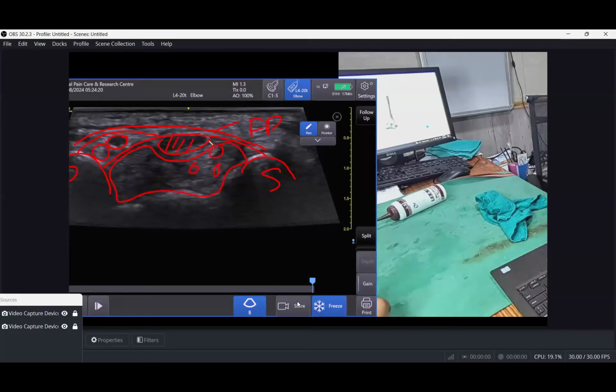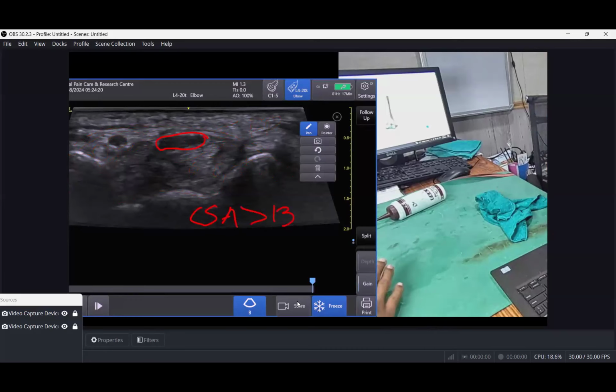Now you have to measure the cross-section area of the median nerve. If the cross-section area is above 10, it is suggestive of carpal tunnel syndrome. If it is above 15, it is diagnostic of carpal tunnel syndrome. So you measure the cross-section area in millimeter square.